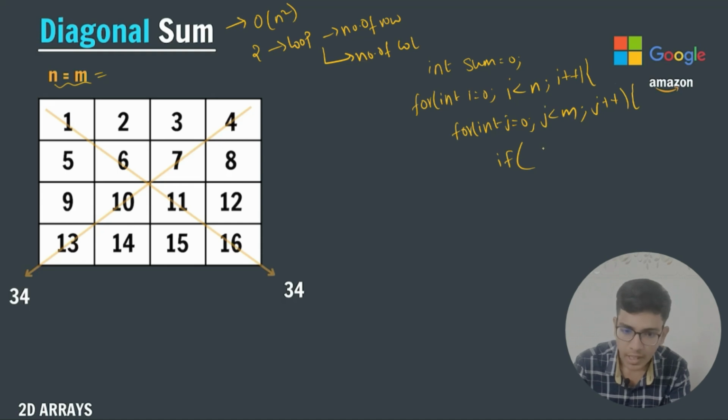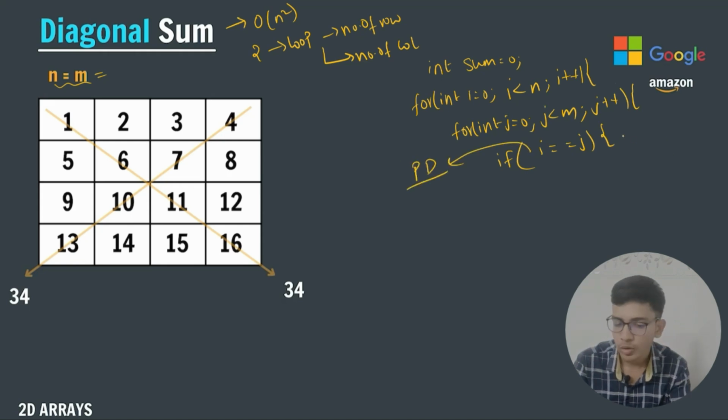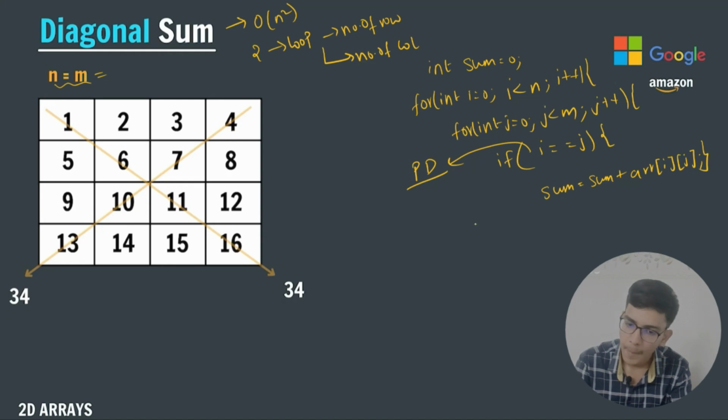In the if statement, I'm checking if my i is equal to j. If this condition is true, then this is a primary diagonal. So if this is a primary diagonal, then I am doing sum equals sum plus ARR of i j, right?